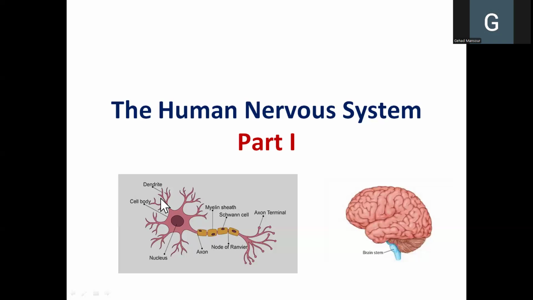So the diagram represents a typical neuron. Of course, you can add that it represents a typical myelinated neuron because you can see that the axon is covered by a myelin sheath.